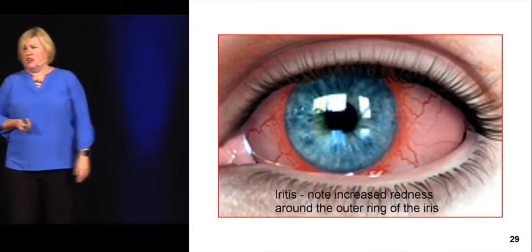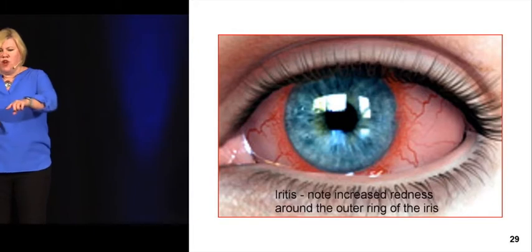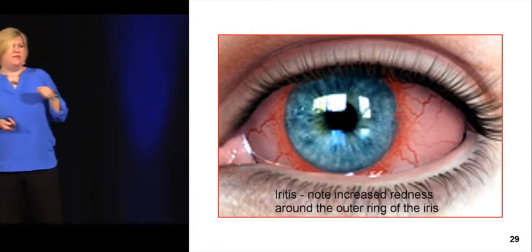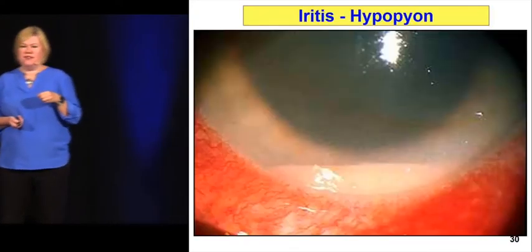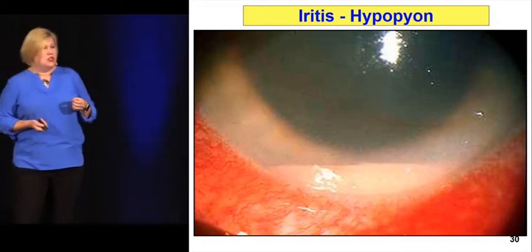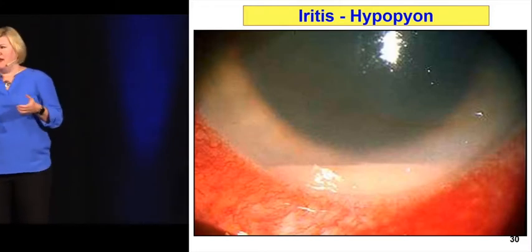So here you see a little picture of a red eye that might be from iritis. You note that right around the outside of the iris, you see that outer ring of redness. You don't have that limbal sparing when you're talking about iritis. Sometimes you might see a hypopyon, the layering of white blood cells in the anterior chamber. That may also be associated with the iritis, depending on the etiology.